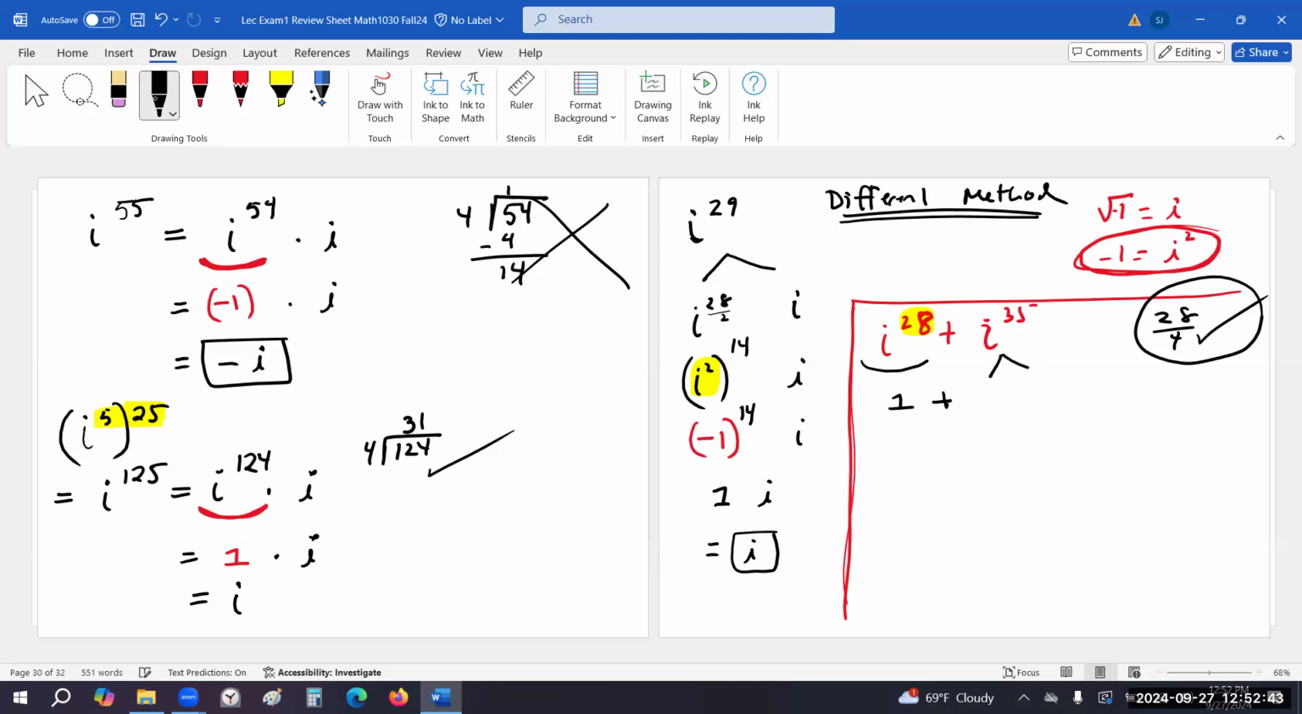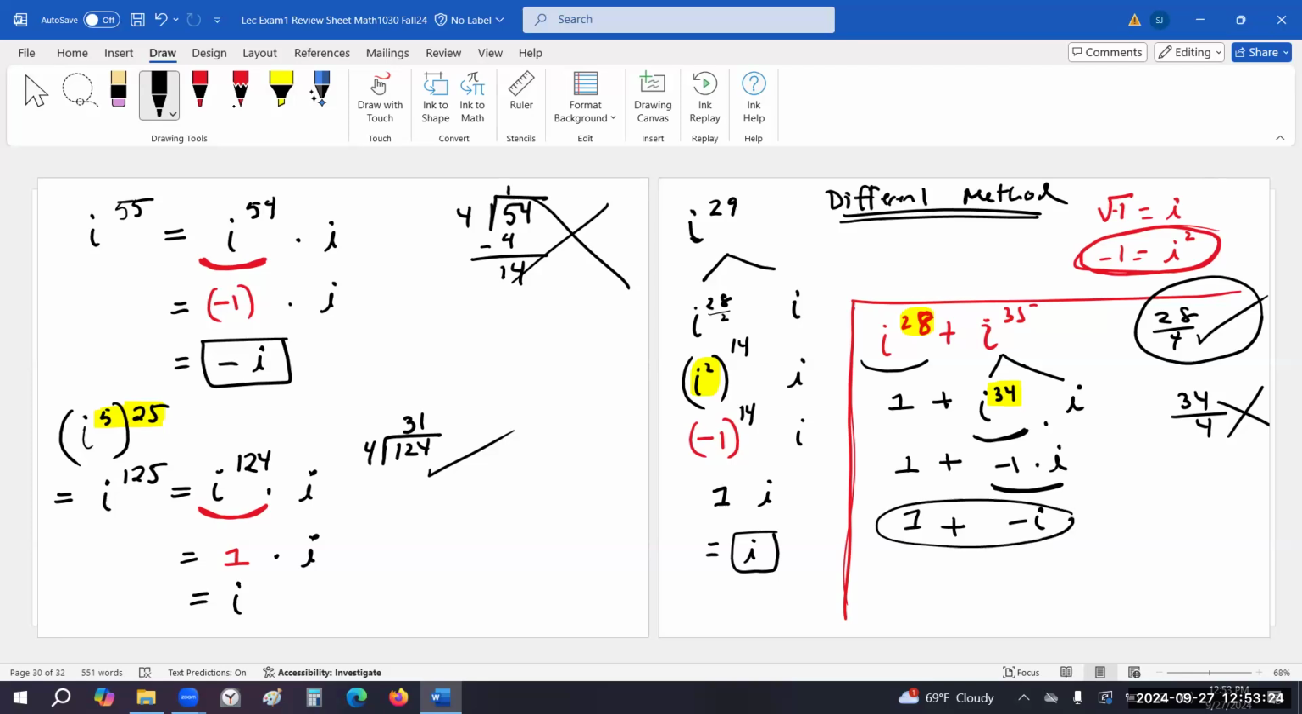But now this is add, so you have to split that. What do you get? i to the what? 34, and a single i. Now if you observe this 34, can we divide 34 by 4? We can divide by 2, but we cannot divide by 4. So what do you get from this portion? -1. So we have -1 times i. So how much do you get from here? Negative i. But don't forget, we still have 1 in the front.